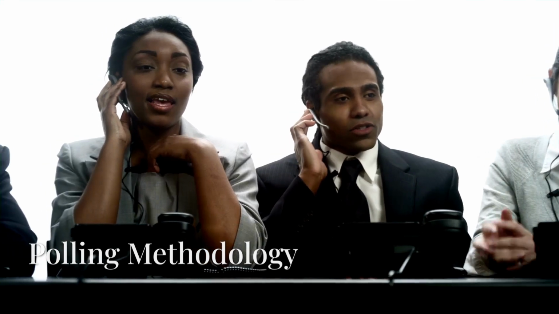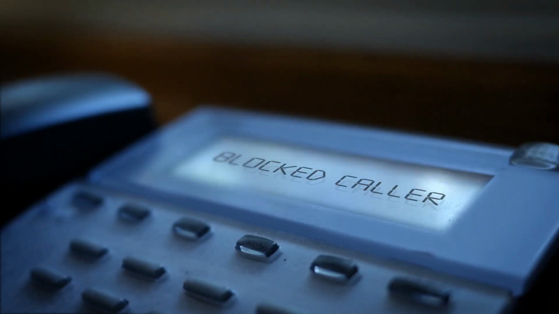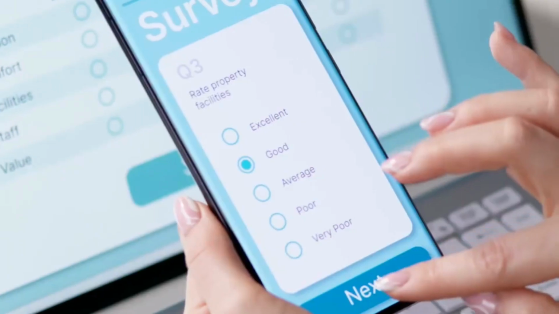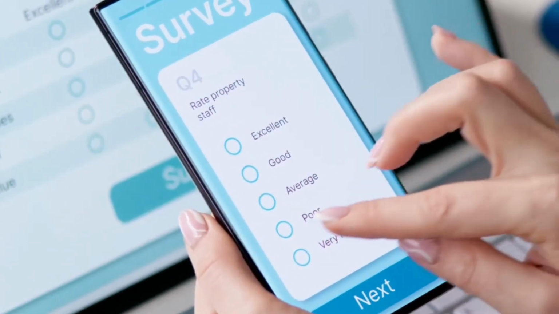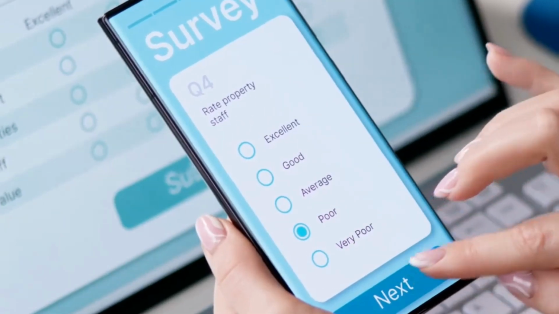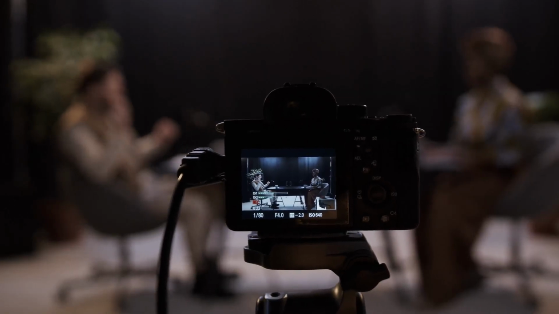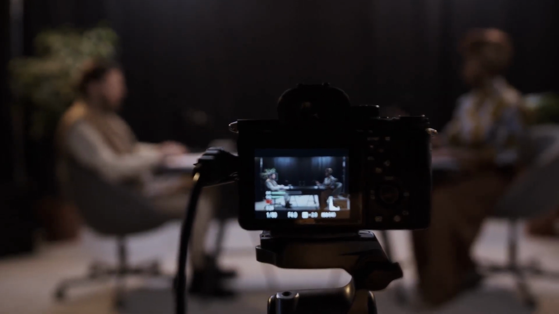Polling methodology is crucial to understanding public opinion. Phone polls often have lower response rates due to caller ID screening. Online polls, on the other hand, can suffer from self-selection bias. In-person polls, while more in-depth, can be quite costly.